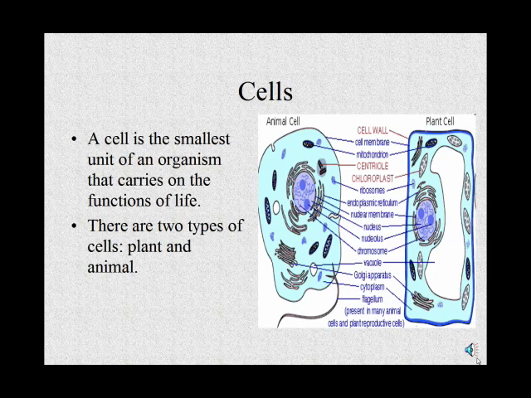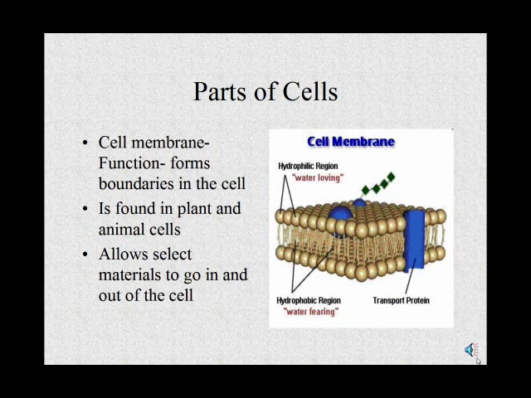What is a cell? A cell is the smallest unit of an organism that carries on the functions of life. And there are two types of cells that we're going to talk about. We're going to talk about plant cells and animal cells. And plant cells and animal cells both are made up of trillions of cells. And we're going to talk about the parts of those cells and the functions of each one of those parts. Now there are many parts of a cell, but we're only going to talk about a few of those parts.